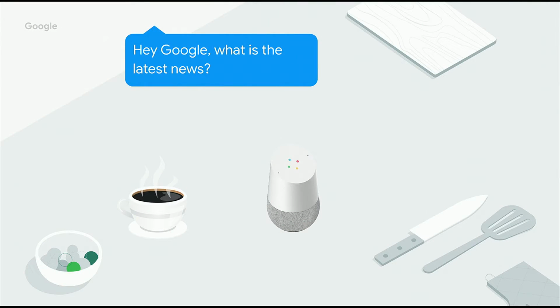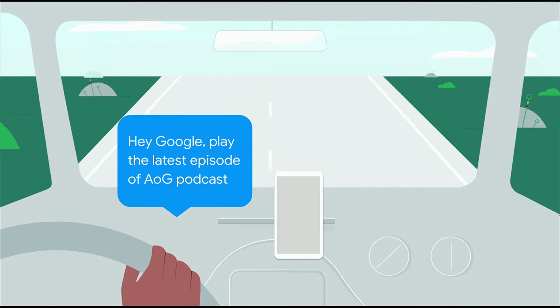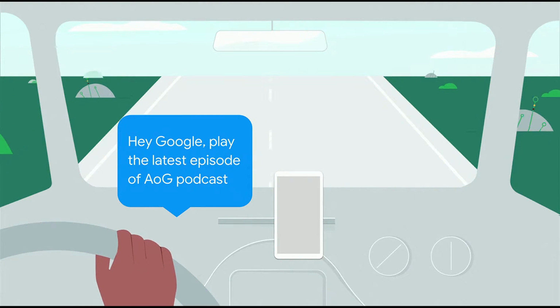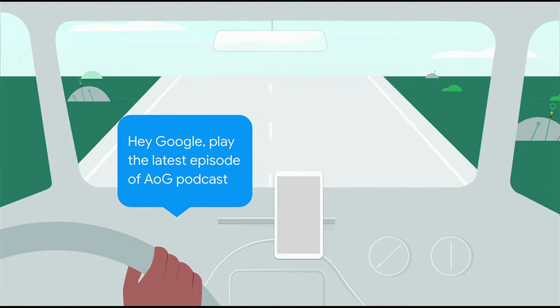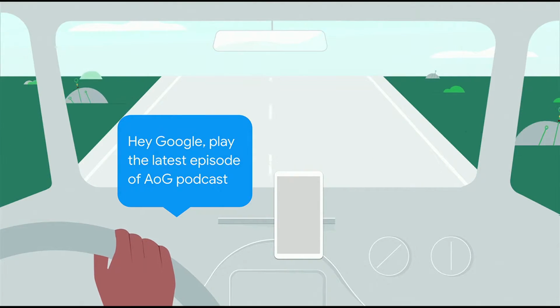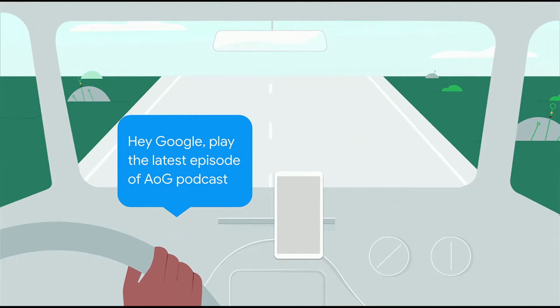In the morning, users can start a day by asking Google Assistant for the latest news and start hearing fresh content from many news publishers. During a commute, users can ask Assistant to play the latest episode of their favorite podcast while they keep their eye on the road.